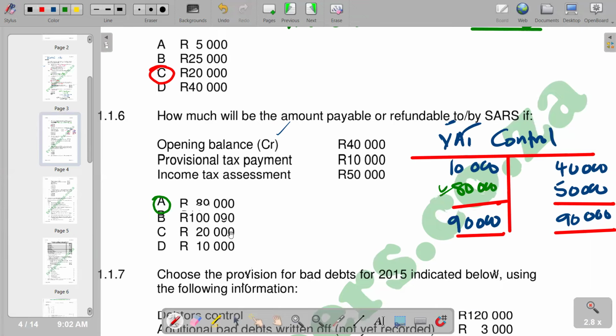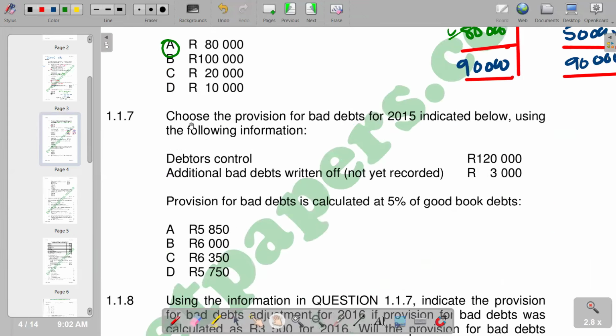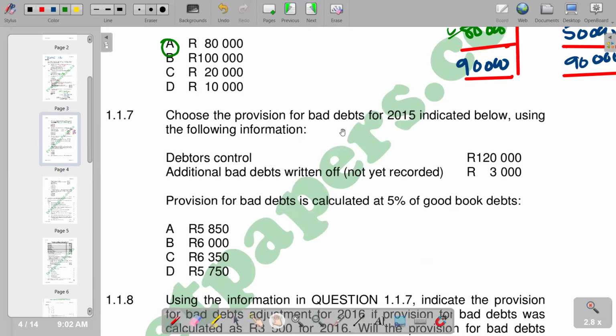So having that now, we move on to the next question, which is going to be 1.1.7. Choose the provision for bad debts for 2015 indicated below. Using the following information, we are given debtors control 120,000 and additional bad debts written off not yet recorded 3,000. When it's not yet recorded, it means it's not yet subtracted from debtors control. Remember, whenever we've got a bad debt, we are writing off that debt out of our books because we've come to a conclusion that this debtor will no longer pay us. So we know the books were supposed to subtract this 3,000 since it was not yet recorded. But if it was recorded, we're not going to subtract. So we're going to do 120,000 minus 3,000.